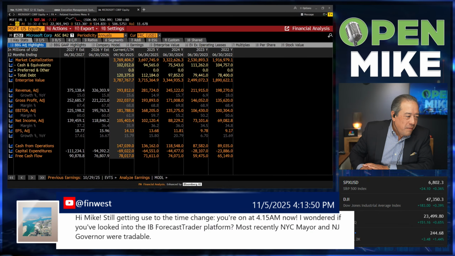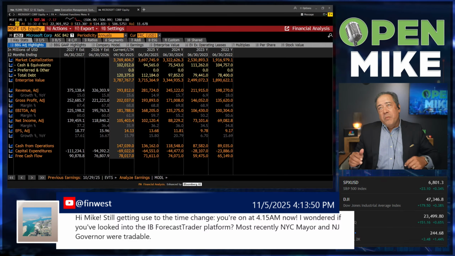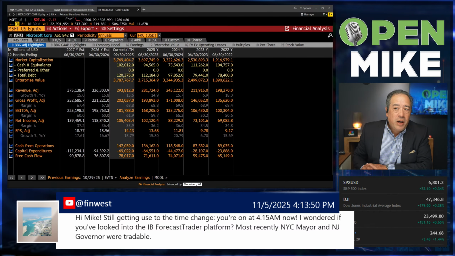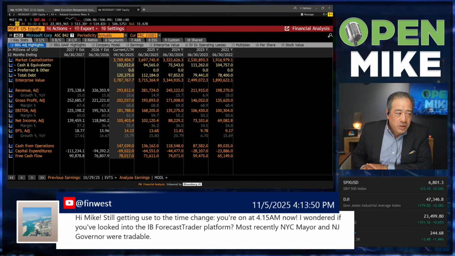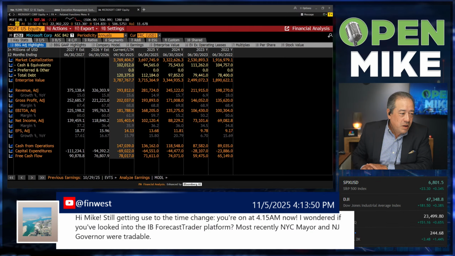You're asking whether I've used the forecast trader platform at IB. I have not. I think all of these platforms, to remain relevant, are going to allow people to bet on and gamble on all kinds of things, not just stocks and bonds, of course, including things like elections. IB and every other platform are going to have to do this just to compete, because the Robinhoods of the world are going to do that. But I haven't used theirs.